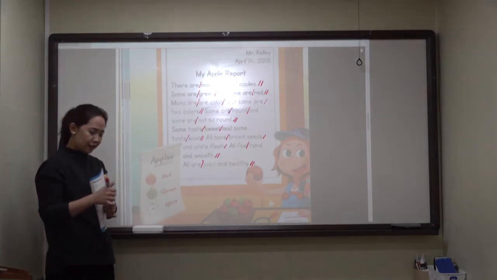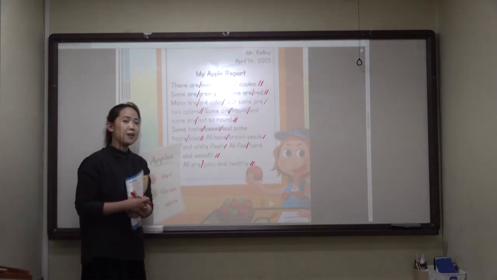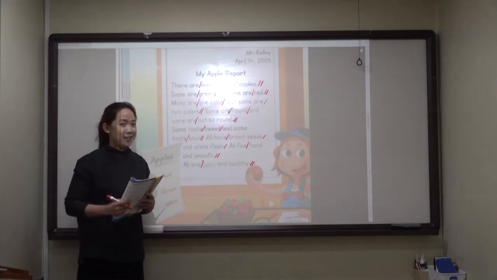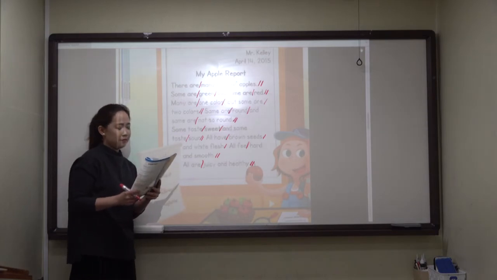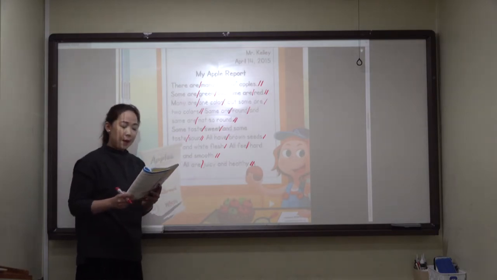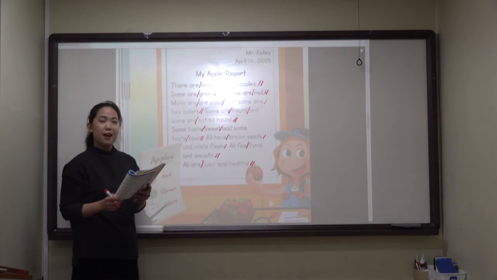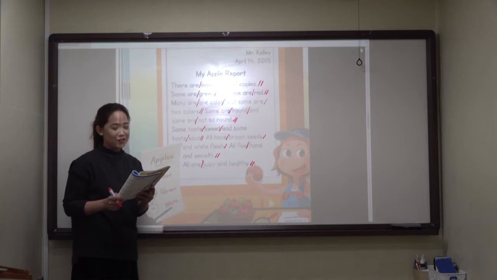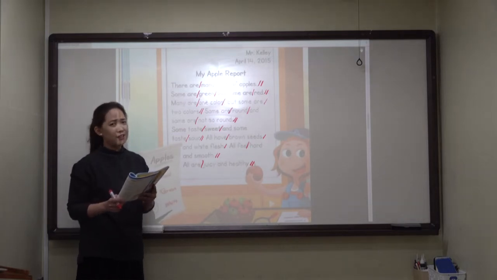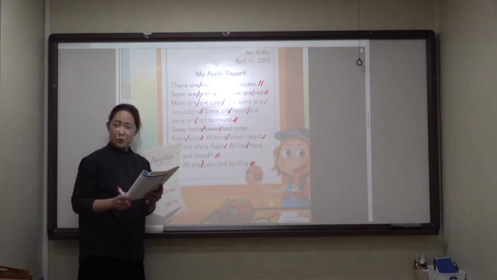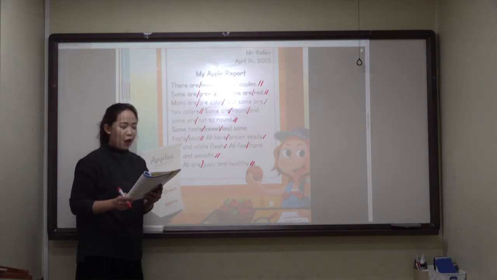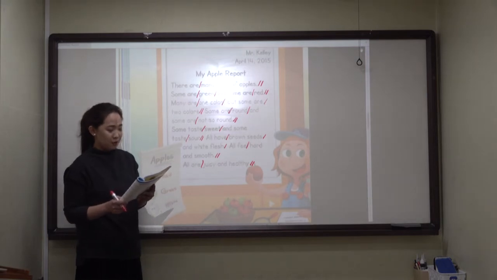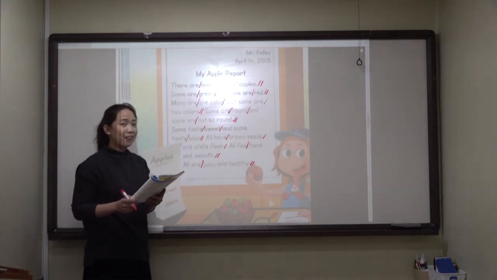Okay, you guys got that? Let's read this one more time. Please repeat after me. Listen to my pronunciation and my intonation. Ready? There are many kinds of apples. Some are green and some are red. Many are one color, but some are two colors. Some are round and some are not so round. Some taste sweet and some taste sour. All have brown seeds and white flesh. All feel hard and smooth. All are juicy and healthy.